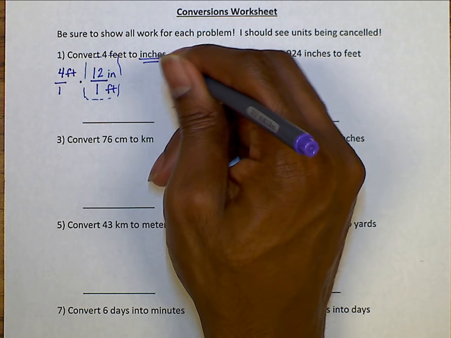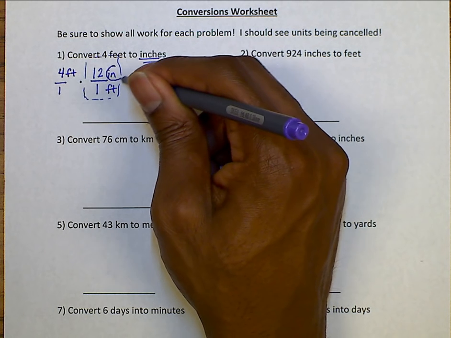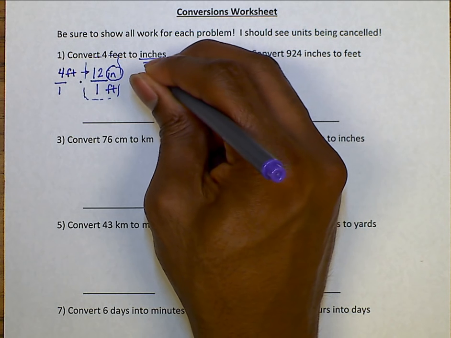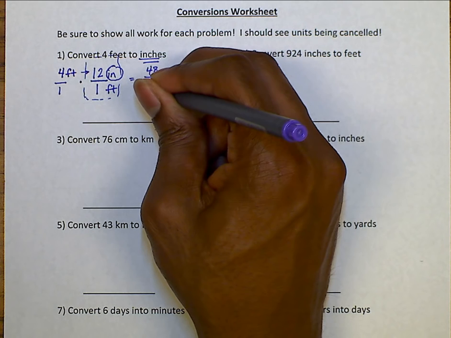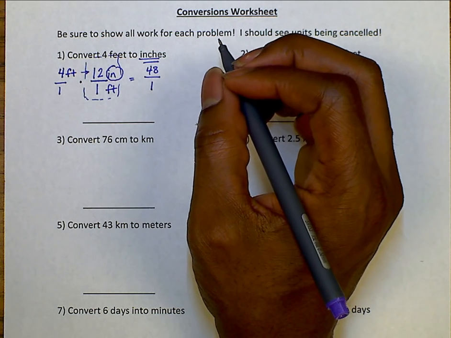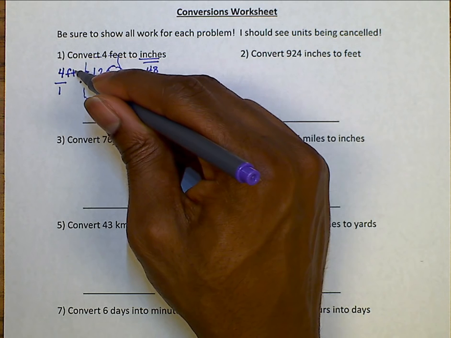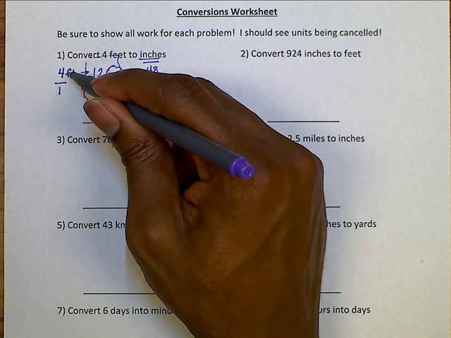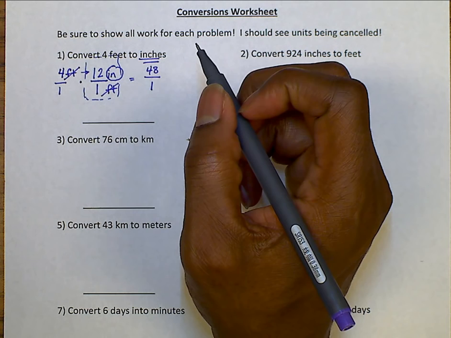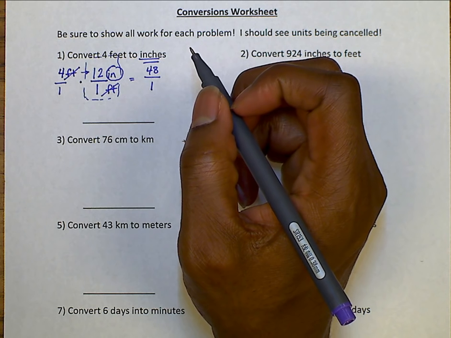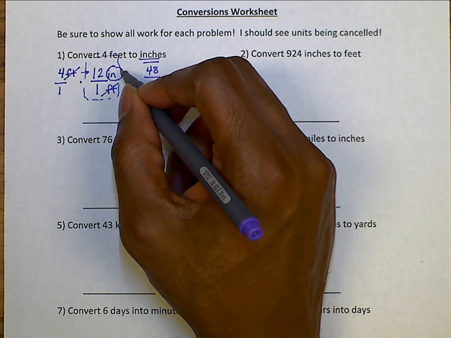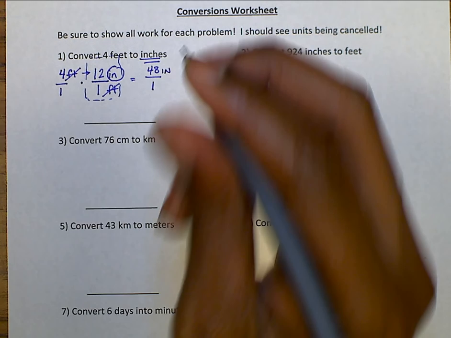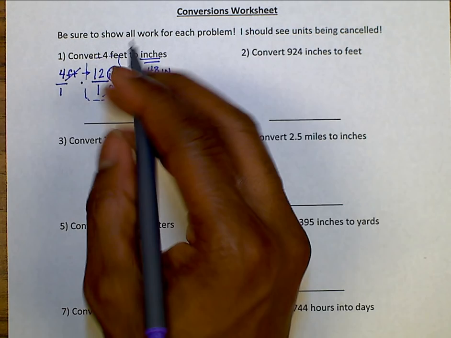Because the unit that I want ends up at the top, I know that I'm done. And I can multiply straight across. 4 times 12 gives me 48. 1 times 1 gives me 1. Now I want to focus on the units. Notice up top we have feet times inches. In the bottom we have feet. Our feet units cancel out, because we'd have feet in the numerator and feet in the denominator, so they cancel out. And so we're left with just the inches. So converting 4 feet to inches is 48 inches.